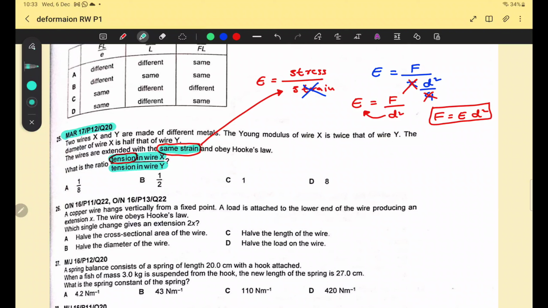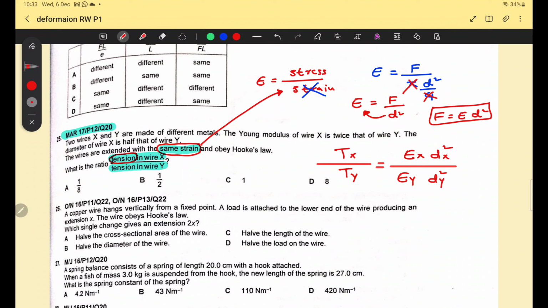Okay, and now we are calculating tension in wire X divided by tension in wire Y. So tension is a force. Force is equal to Young modulus of X times diameter of X divided by tension in Y equal to Young modulus of Y and diameter of Y. And now I am waiting.